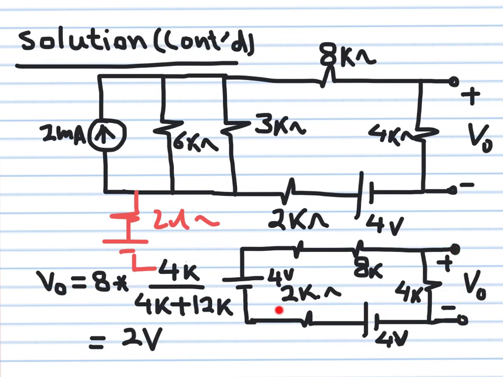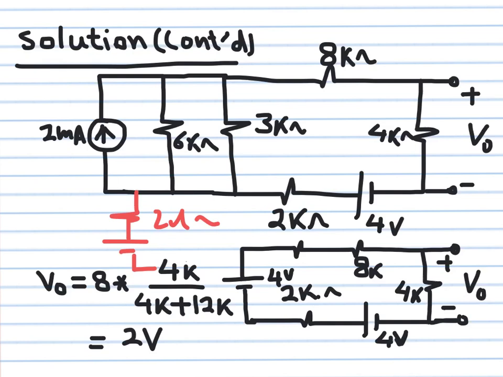The total voltage in this loop is 4 volts plus 4 volts, I have 8 volts. Then I want to get how much of this 8 volts appears across the 4K. I have here 4K, I have here 8K, I have here 2K, I have here 2K. So it's gonna be 4 divided by 4 plus 8 plus 2 plus 2, so it's gonna be 4 over 16K. So 1/4 of the voltage will appear at the output, so this is gonna be equal to 2 volts.